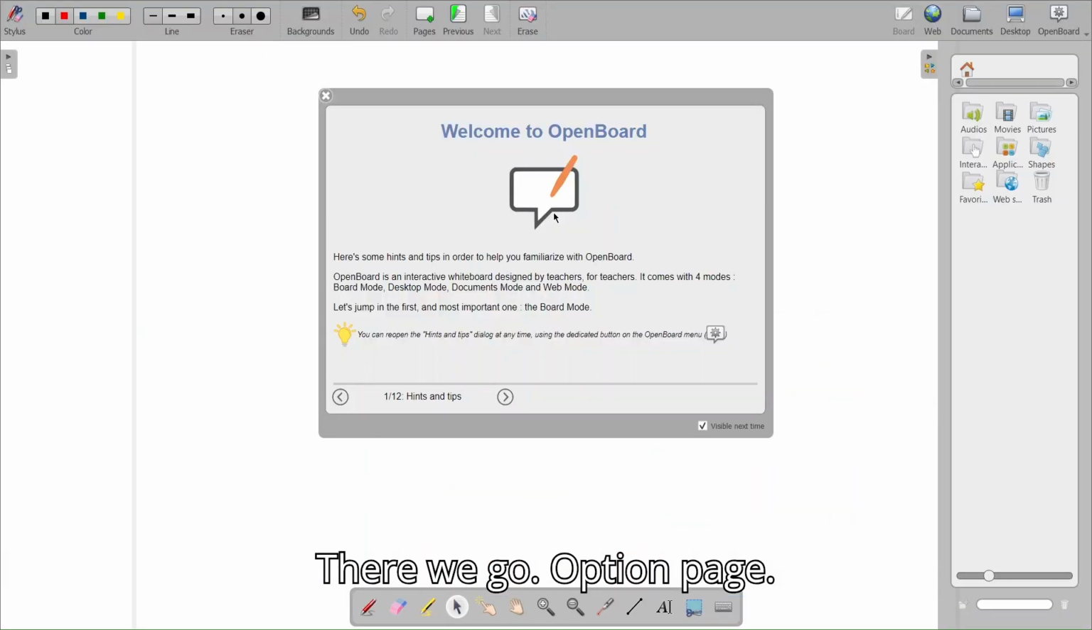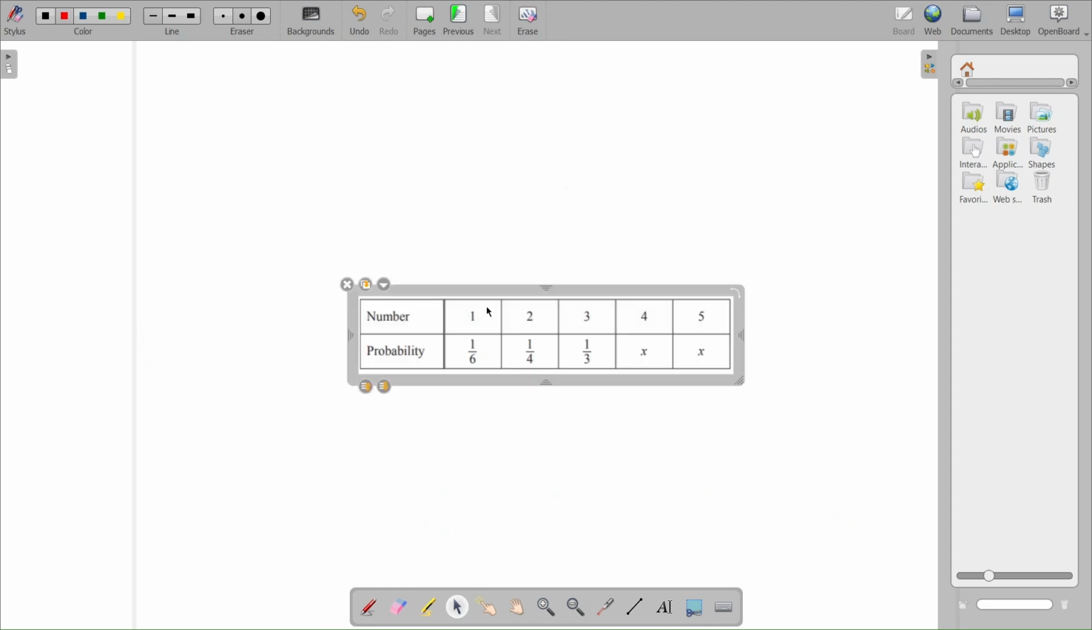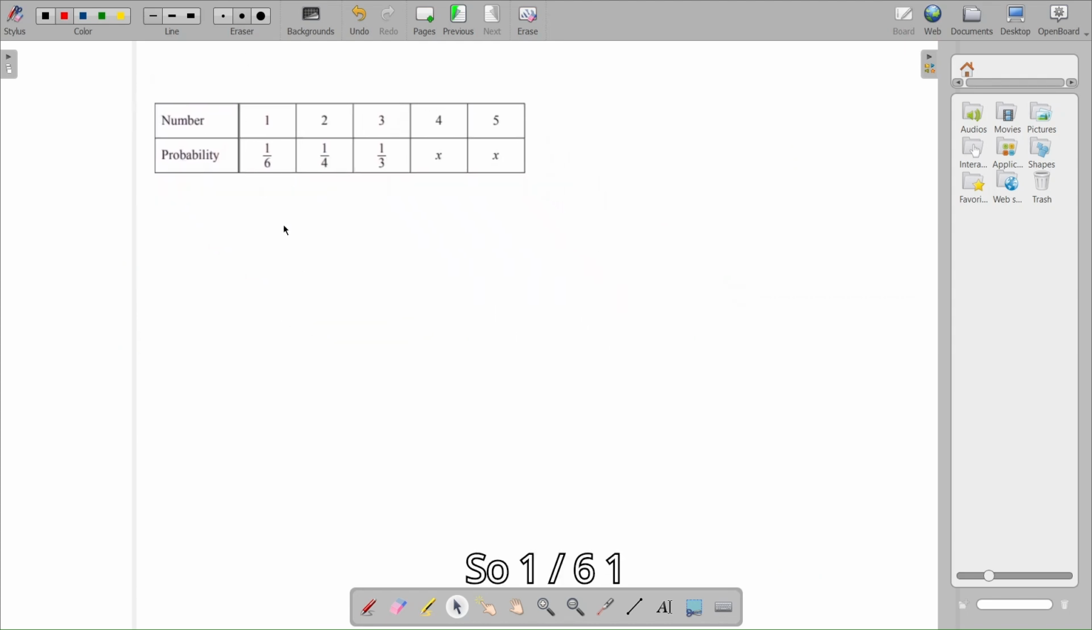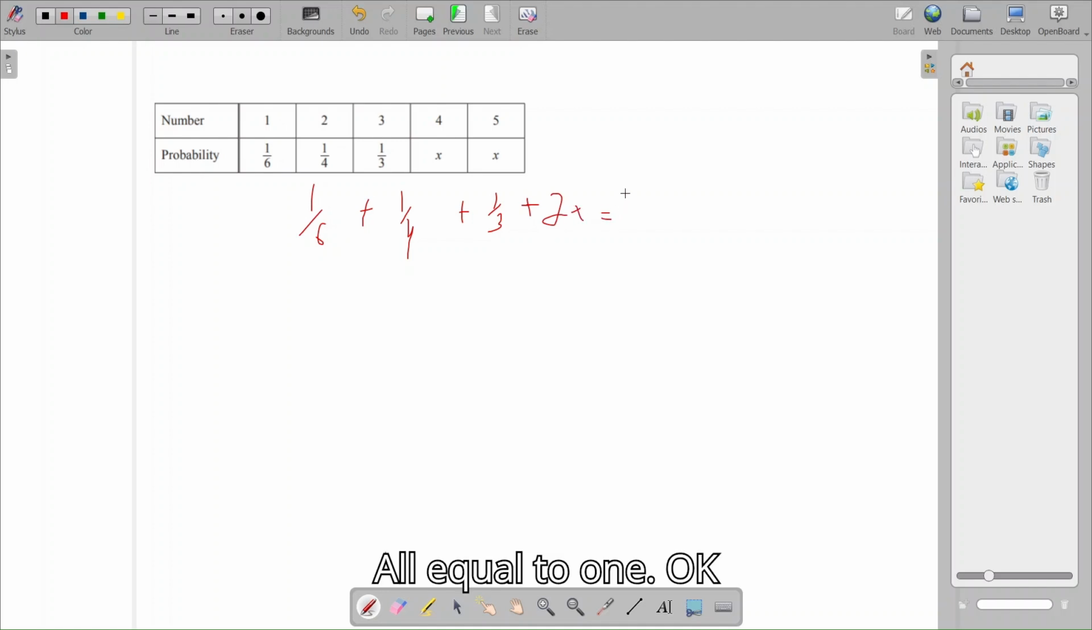There we go. Add to page. I don't really care. So 1 over 6 plus 1 over 4 plus 1 over 3 plus 2x all equal to 1. Okay.